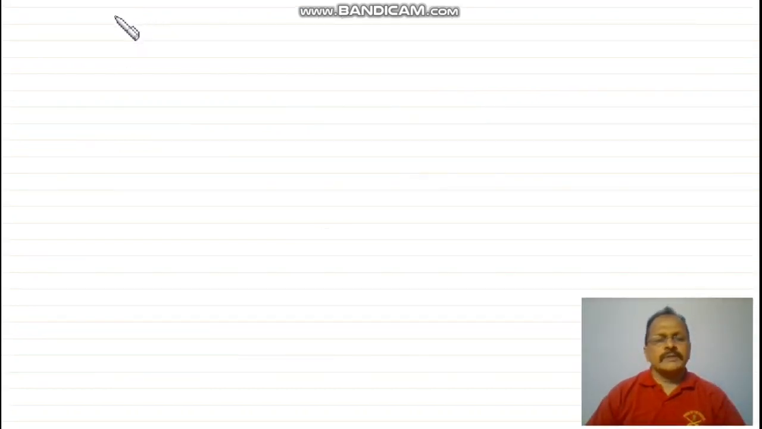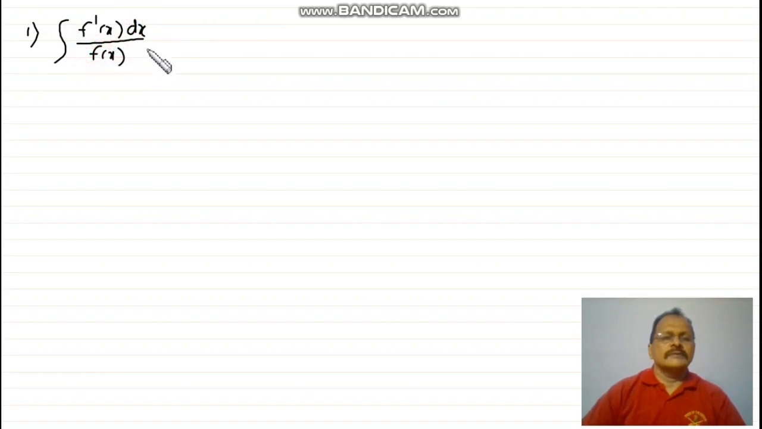Using this theorem, there are 2-3 corollaries. The first one is integration of f dash x dx divided by fx is equal to log of mod fx plus c.